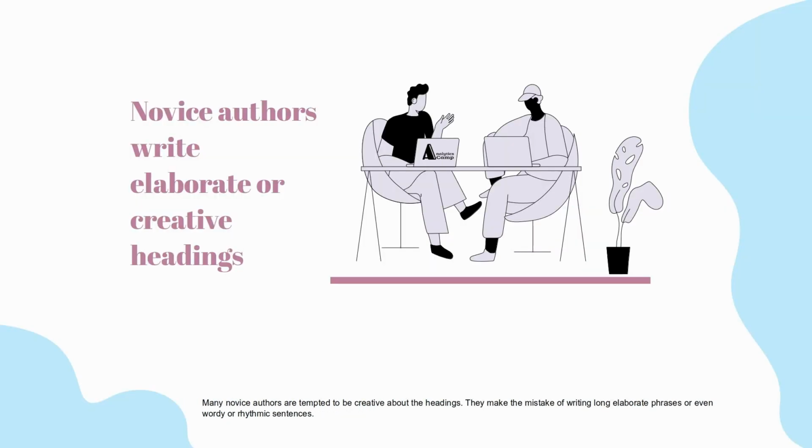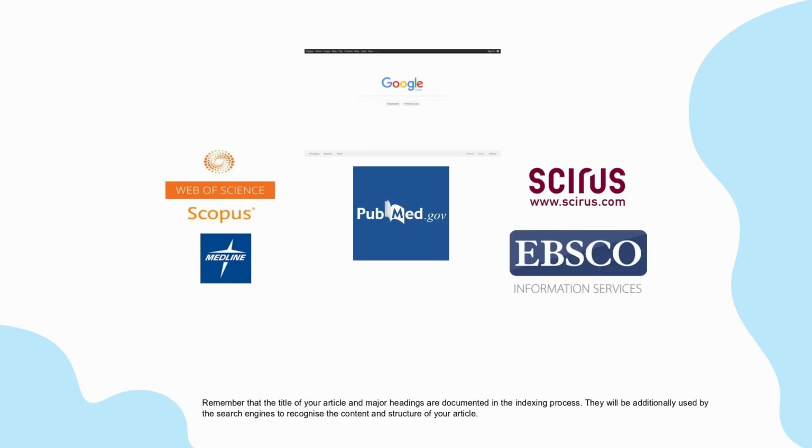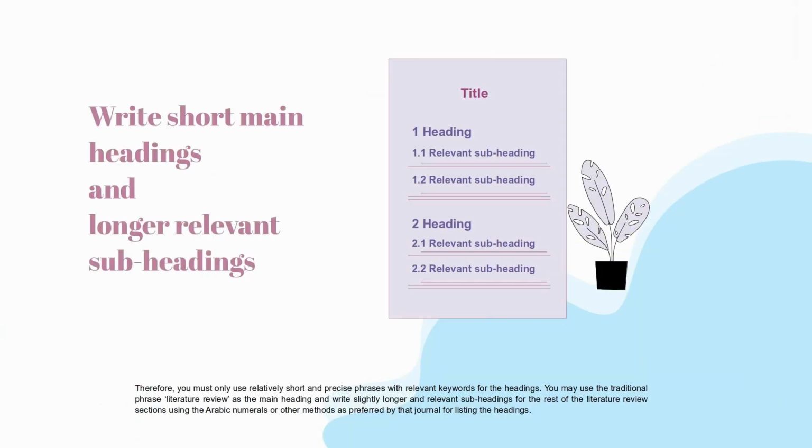Many novice authors are tempted to be creative about the headings. They make the mistake of writing long, elaborated phrases or even wordy or rhythmic sentences. Remember that the title of your article and major headings are documented in the indexing process. They will be additionally used by the search engines to recognize the content and structure of your article. Therefore, you must only use relatively short and precise phrases with relevant keywords for the headings.